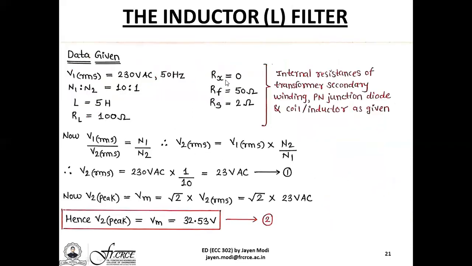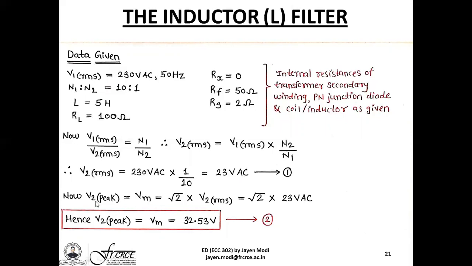And we also have Rx is equal to 0, Rf is equal to 50 ohms, Rs is equal to 2 ohms. Firstly, we compute the secondary voltage RMS value from the transformer equation given by V2 RMS is equal to V1 RMS multiplied by N2 by N1, which gives V2 RMS is equal to 230 volts into 1 by 10, that is 23 volts AC.